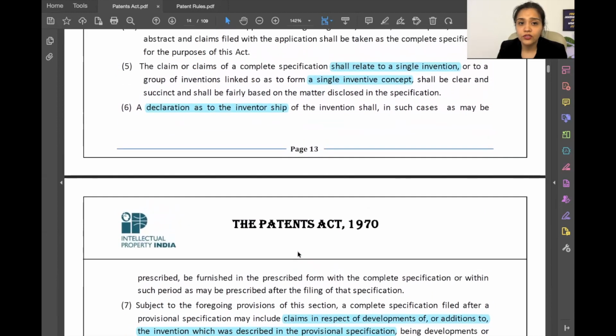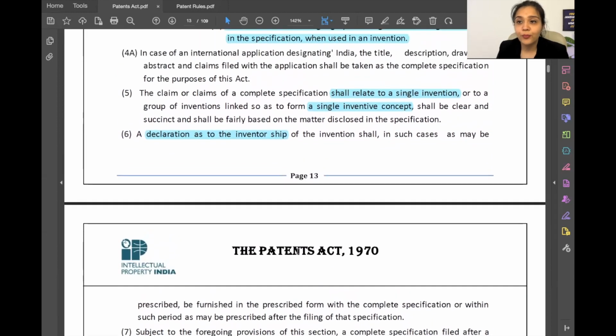Next we have clause 5, which is again important because a question may come, where is unity of invention described in our act? One place was section 7. Next we have 10.5, which says the claim or claims of complete specification shall relate to a single invention or to a group of inventions linked to form a single inventive concept. That we also studied when we discussed section 7 in the last class. So we have to fulfill this requirement.